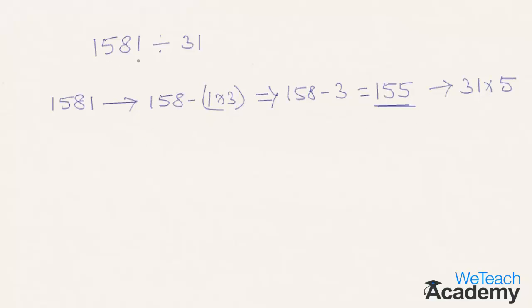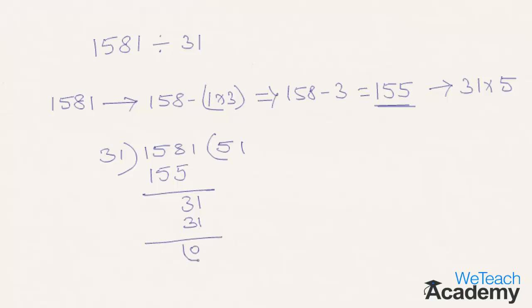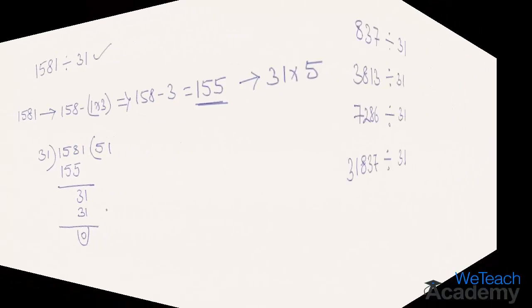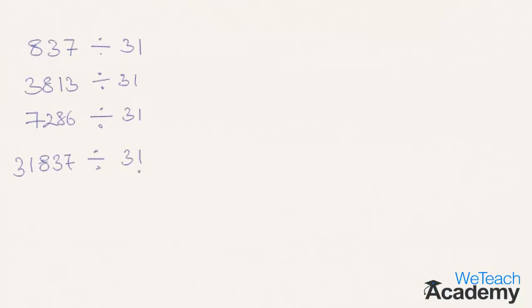Let us check by dividing the given number by 31. 31 5 times is 155. We get 3 here. Bringing down the next digit 1, we get 31, and 31 one time is 31. So now we get 31 minus 31 is equal to 0. So the given number is exactly divisible by 31. Now let us proceed with a few more numbers to check the concept.